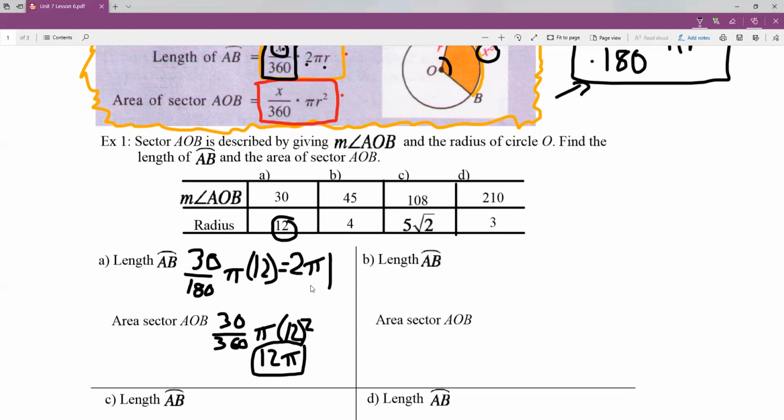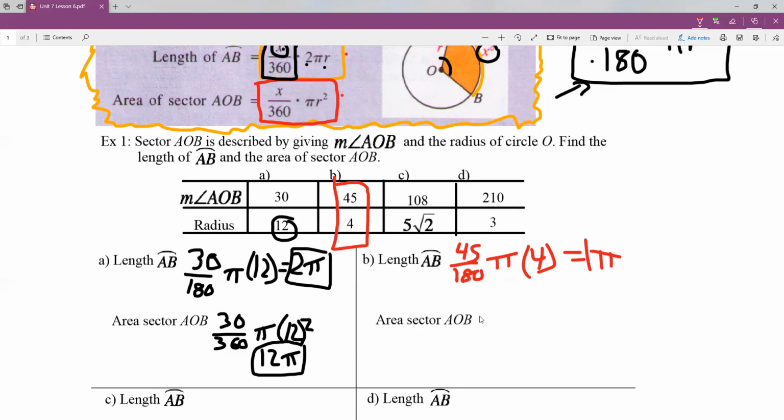Again, you're literally just taking these things, plugging them into the formula, getting out an answer. Let's try the next one, length of AB. For part B, we are going to be using these two values. We have 45 over 180 times pi r, which is 4. 45 divided by 180 gives me a decimal number that is, oh, pretty. It's 0.25. Multiply that by 4, and you get just 1 pi. So just plug all this into your calculator. You'll find that this and this cancel out to give you 1 pi.